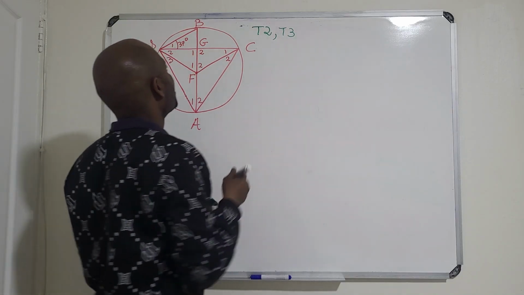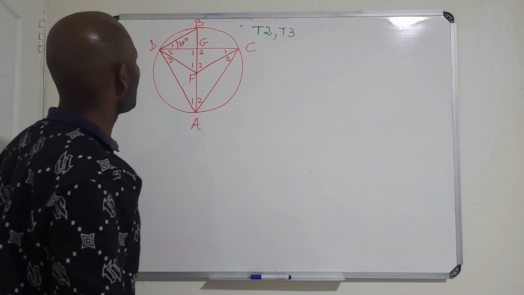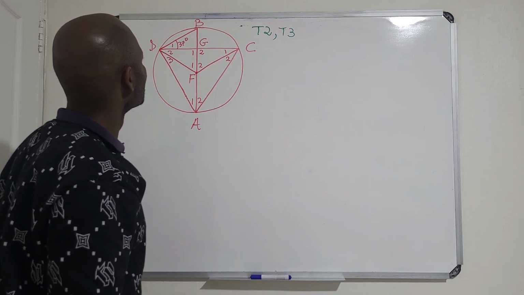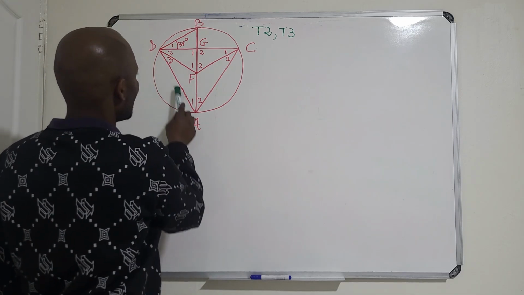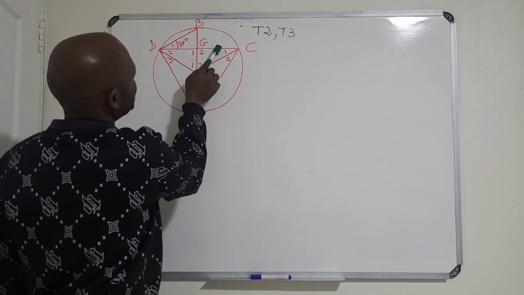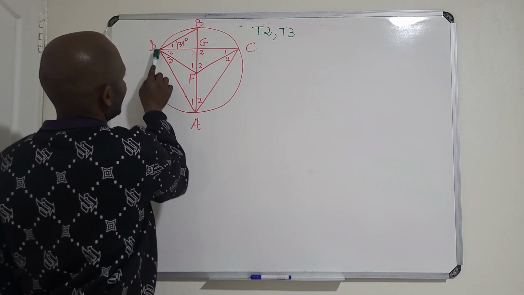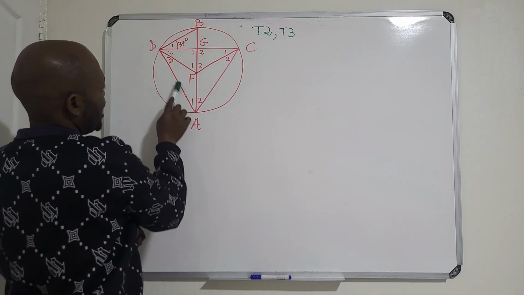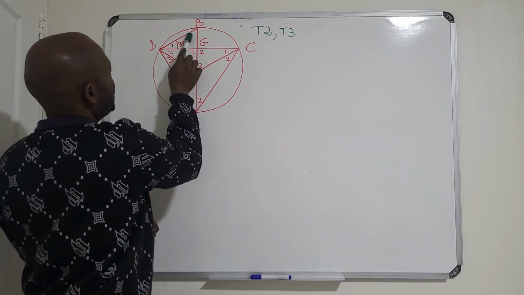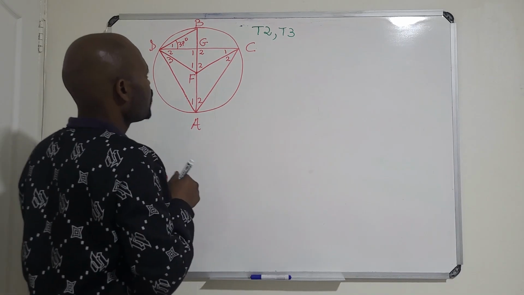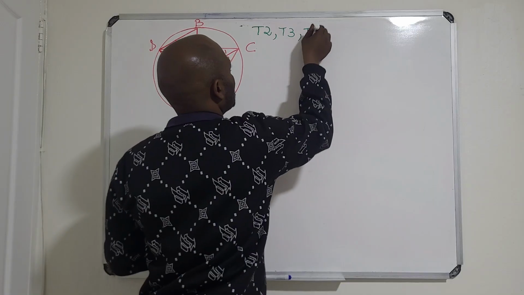Do we have theorem number 4, angles in the same segment? Yes. This chord subtends this angle there. It also subtends this angle there. This chord, as you can see, this angle, it's subtended by this angle. It is also subtended by that. Therefore, theorem number 4 is there.